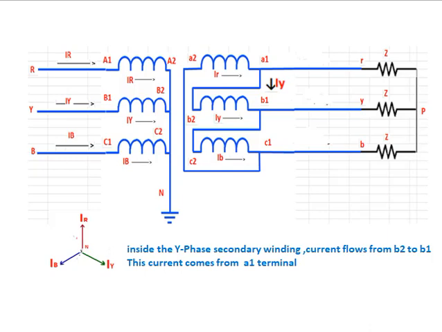LV side a1 and b2 are shorted. Inside the Y phase secondary winding, current flows from b2 to b1. This current comes from the a1 terminal. That is, the Y phase winding current, and this IY is coming from a1 and b2.